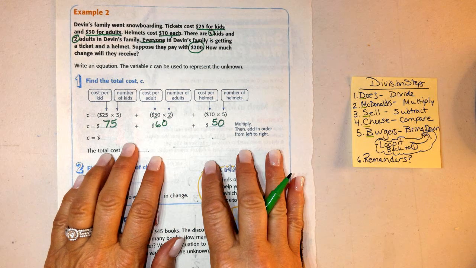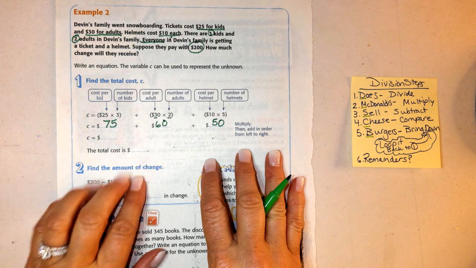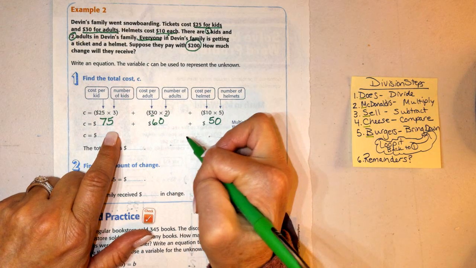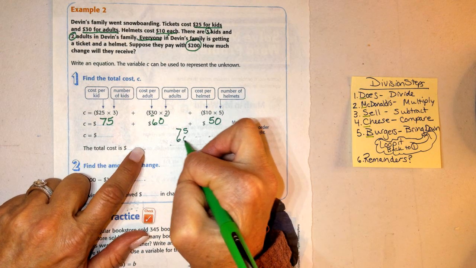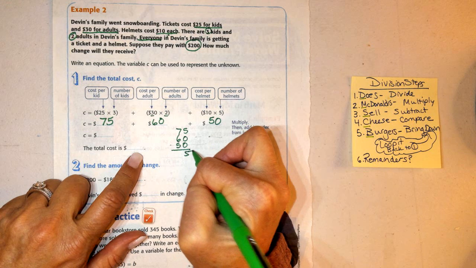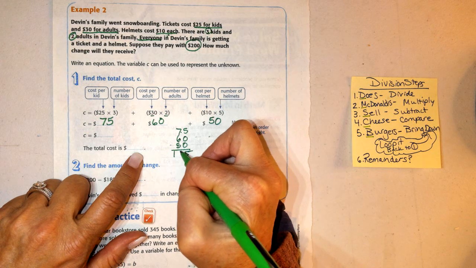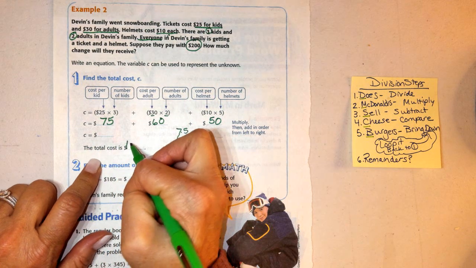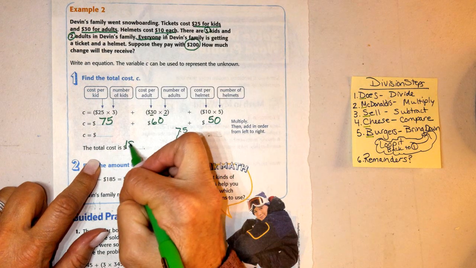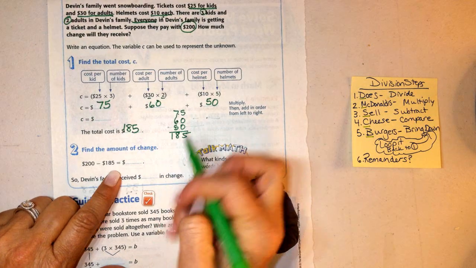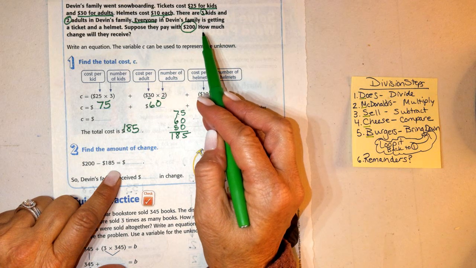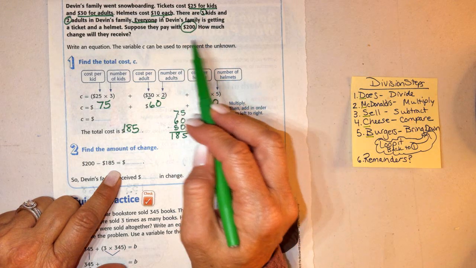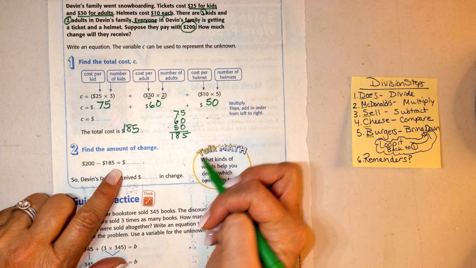So now I've got all of my prices pretty well mapped out, but I'm going to have to add them together to find out what the total cost is. So 75 plus 60 plus 50, 5, 11, 18. So the total cost is going to be $185. But the question is asking how much change are they going to receive. So I'm always going to go back and look at that final question to see what they need to know. And they paid with $200.